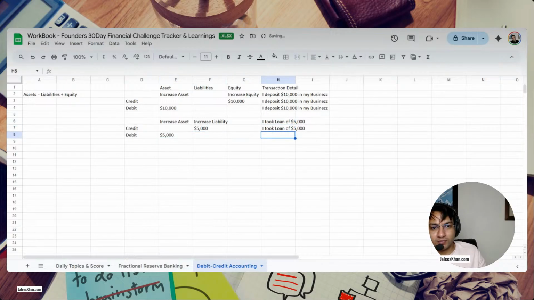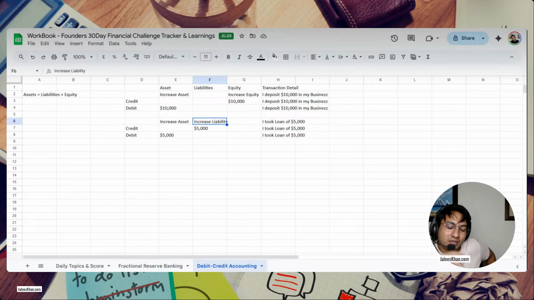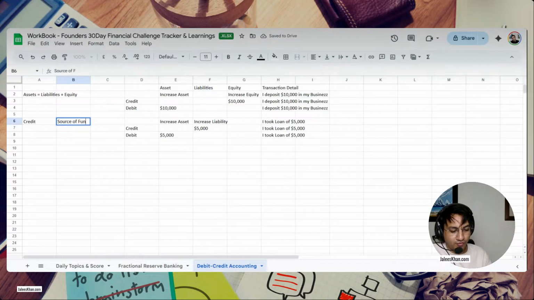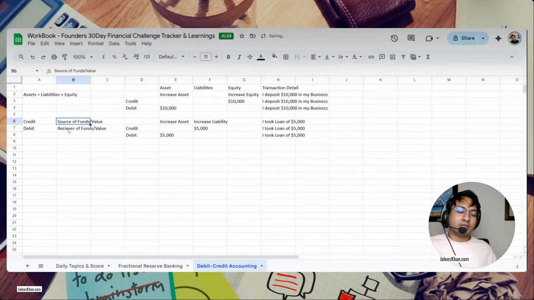So I took note of this one. Interestingly, what I was confused about is that if liability is increasing, then the amount is landing in the liability. No, credit tells us the source of funds or value. Okay, debit means receiver of funds or value. So that's the main thing.